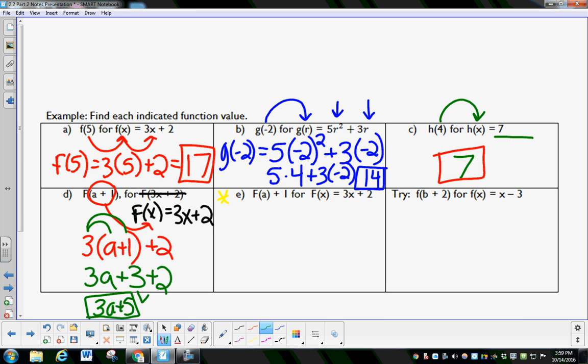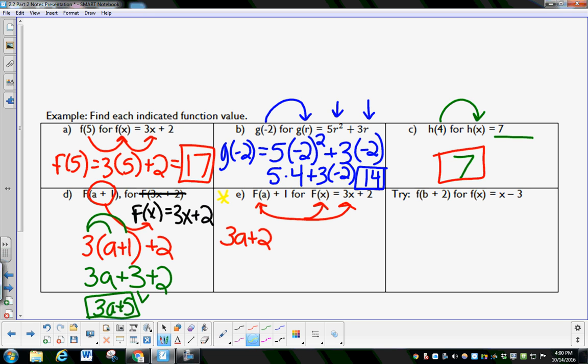All right, E is really tricky. This is the last one we're going to do together. I want you to try the last one in this try box on your own. But for E, it says that we're finding f of a, and then we're going to add 1 to the function. So the only thing we're changing for our input is what's in parentheses after whatever you're naming your function. In this case, it's a capital F. So we're going to put an a wherever we see an x because that's our input. So I'm going to change this to 3a plus 2.